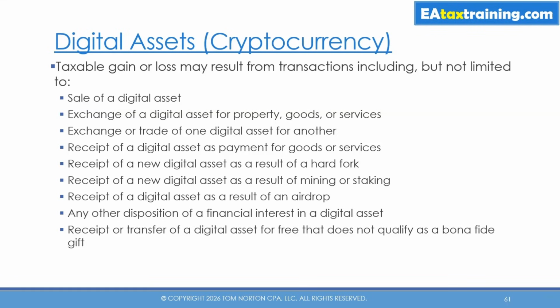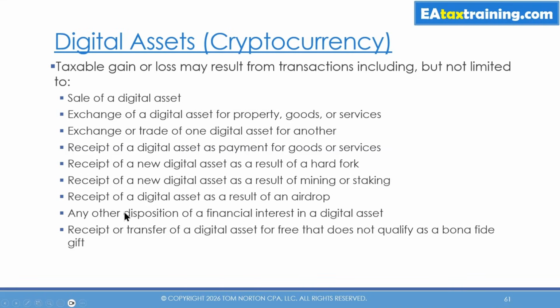A taxable gain or loss can result from transactions involving digital assets, including but not limited to all of these: a sale of that digital asset itself, an exchange of that digital asset for property, goods, or services, an exchange or trade of one digital asset for another, the receipt of a digital asset as payment for goods and services, the receipt of a new digital asset as a result of either a hard fork or of mining or staking. I hardly understand what that even means, but if you are into these digital assets, you will know what that means.